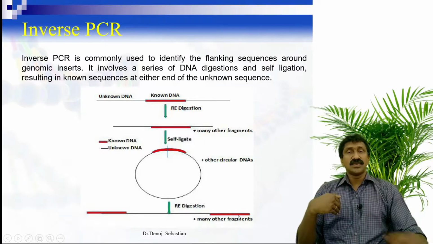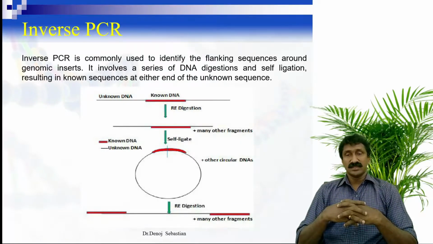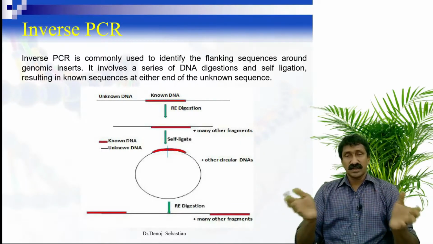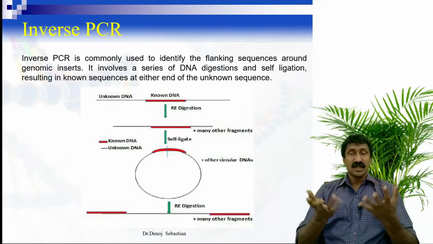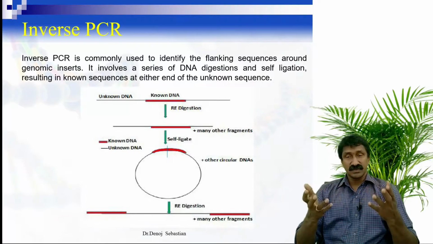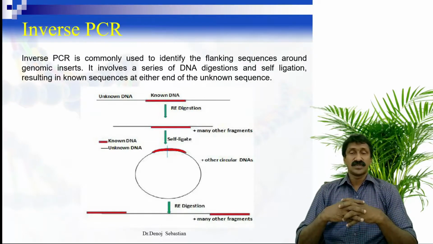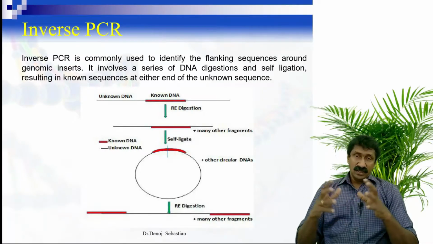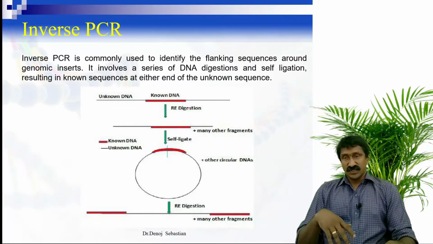and that known sequence can be used to construct a specific primer. So the entire segment, including the unknown DNA sequence in between, can be amplified, and that can even be used for sequencing of that unknown DNA sequence. So this is the inverse PCR.